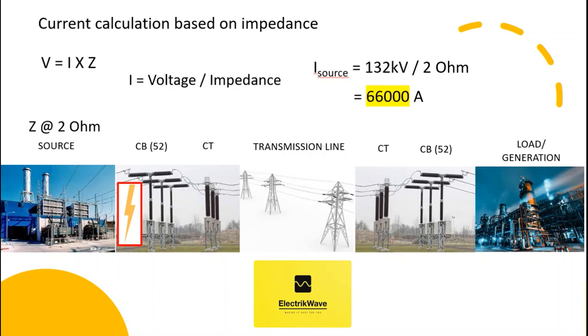Here we will calculate current in case of fault at source end. Current equals voltage divided by impedance. At source end impedance is 2 ohm, and considering 132 kV system, current would be 66,000 ampere. Hence fault impact is very high at source end due to less impedance.